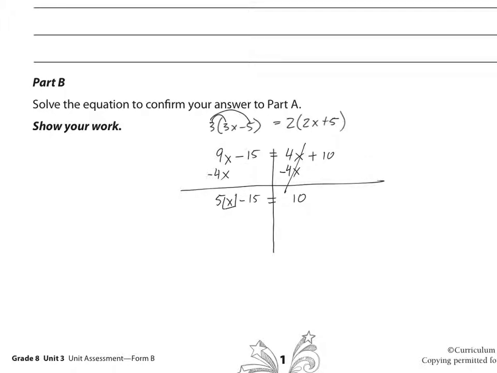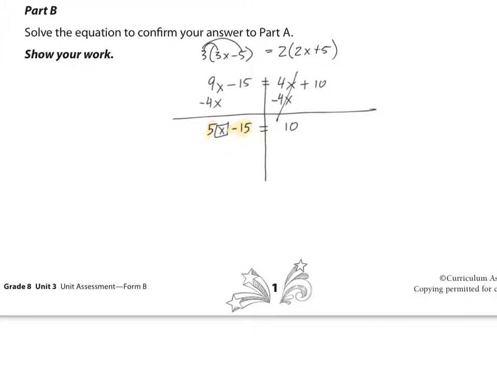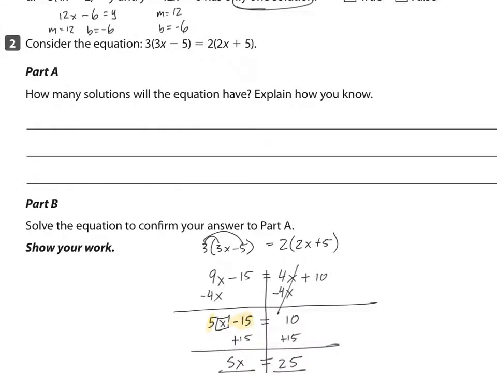So I want you to box your variable so you know that that's the one that you're trying to leave by itself. And now we're going to do inverse operations. So we're going to highlight the terms next to the variable. So we're going to add 15 to both sides, and you're left with 5x is equal to 25. You're going to divide by 5, and you get x is equal to 5. Now, using that information, you come to part A and put one solution.